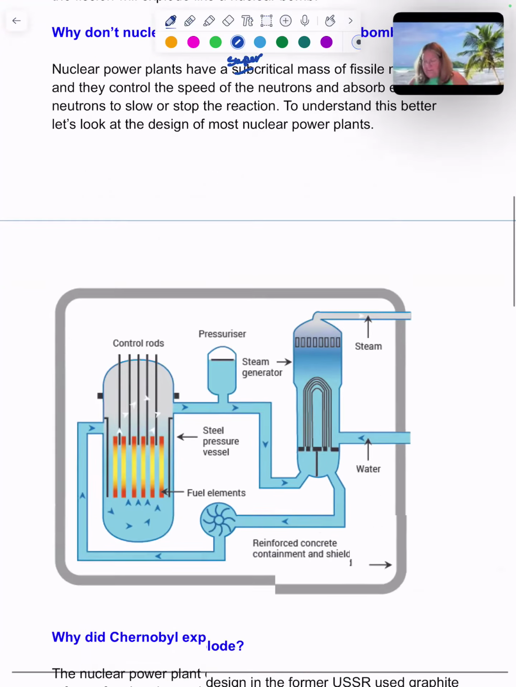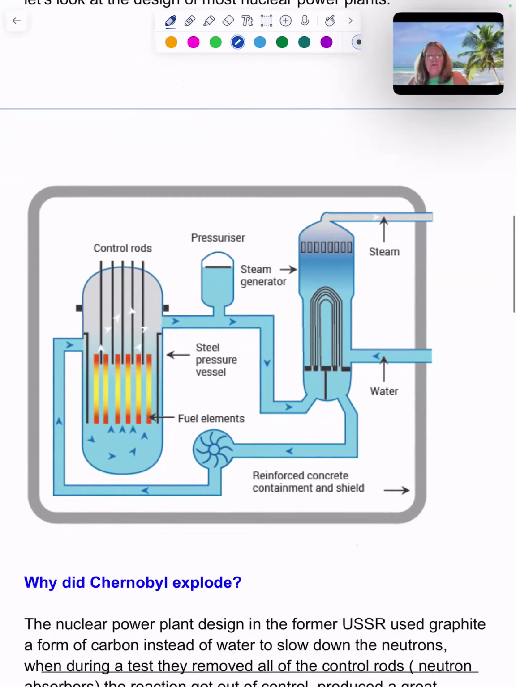Okay, so you have a core, that's the fuel elements. We would call that the core or the nuclear pile. In the core where you have the fissile material, you have to have a way of slowing down those neutrons. We call that a moderator. In the US, we use water as our moderator. And you have control rods. These are usually boron and cadmium. If you lower the control rods in, they absorb neutrons and the reaction slows down. You pull the control rods out, the reaction speeds up.